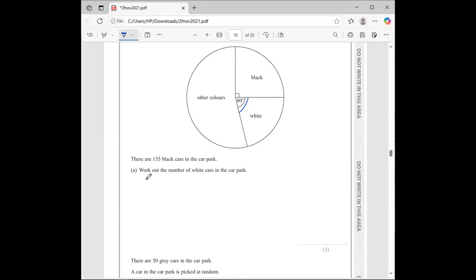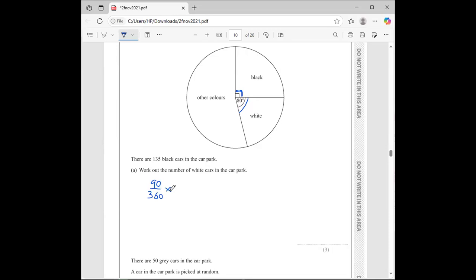So if I were to handle this question, 135 black cars. If you look at the black cars, whenever you see an angle like that, that's 90 degrees. So this is the implication: it means 90 over 360. Why are we using 360? Because 360 is the total number of angles at the center of a circle. So 90 divided by 360 times.